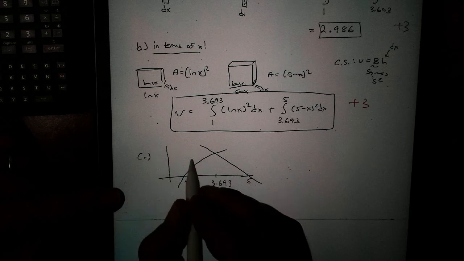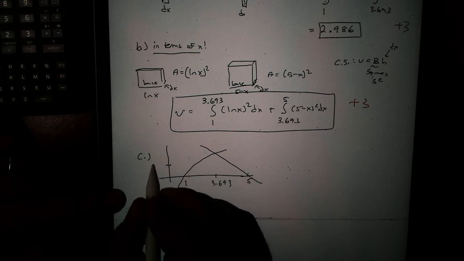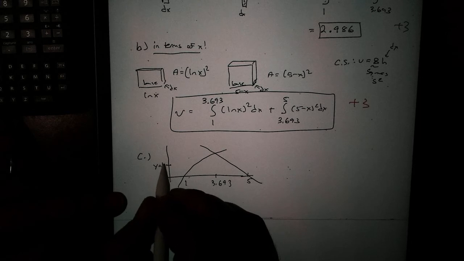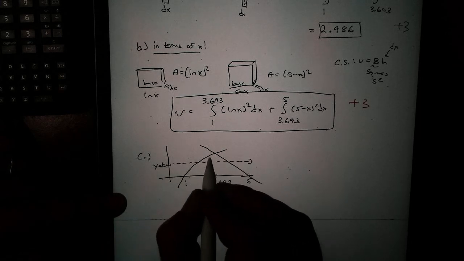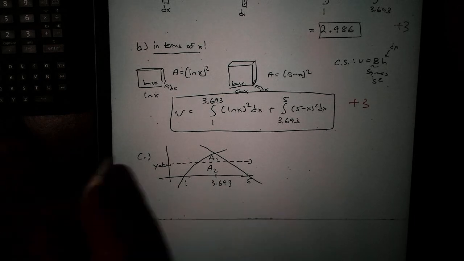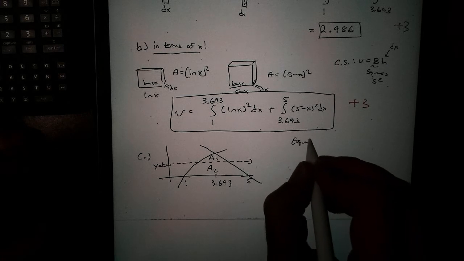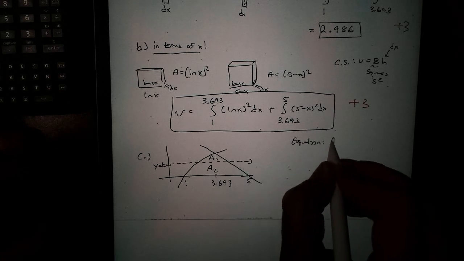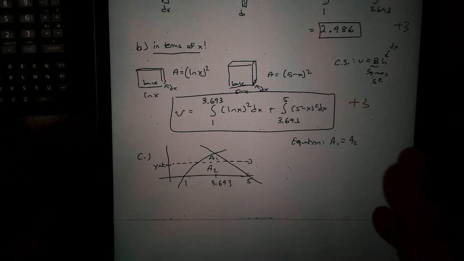Okay? So what they're saying is that here is y equals k. If I draw a line here, y equals k, that is saying the area up top is equal to the area below. So the equation we're looking to set here is area 1 equals area 2. Now this is not the only way to solve this one, but I think it's most consistent.